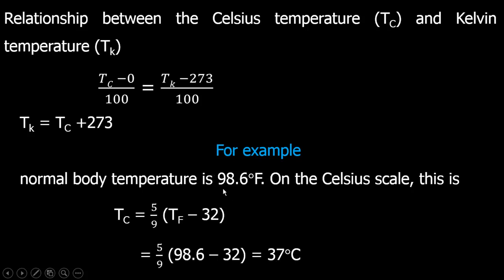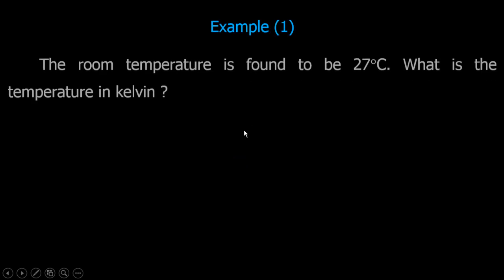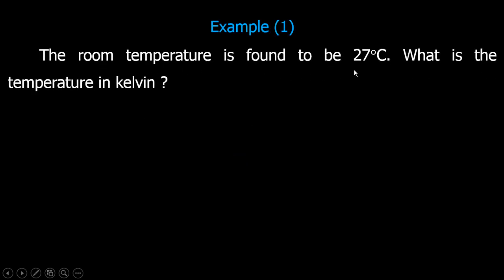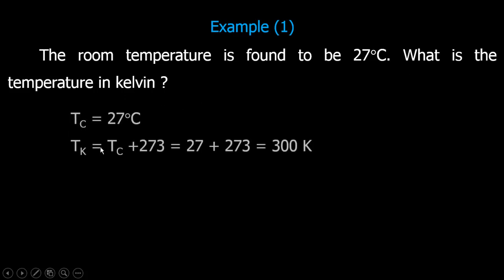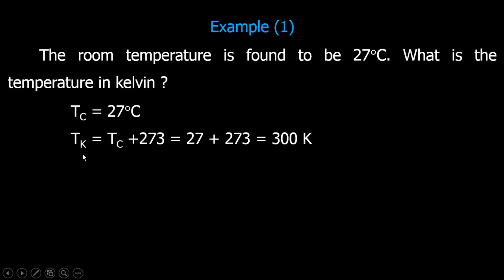So 98.6 degrees Fahrenheit is 37 degrees Celsius. Now, the room temperature is found to be 27 degrees Celsius. What is the temperature in Kelvin? TC is given and TK is asked, so TK equals TC plus 273. With TC equal to 27, we get the answer.